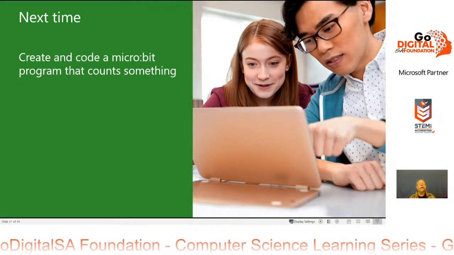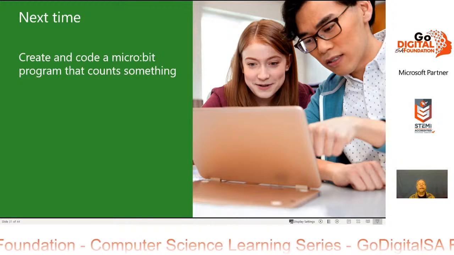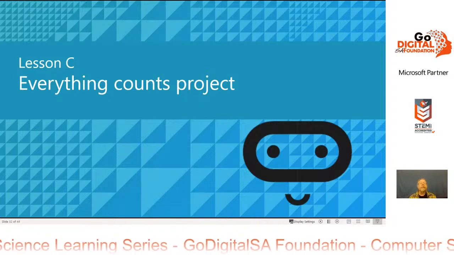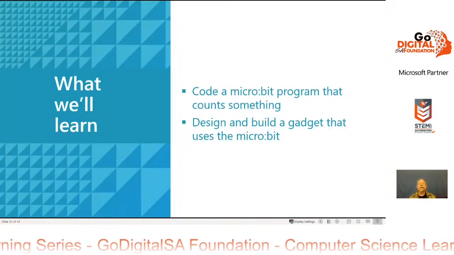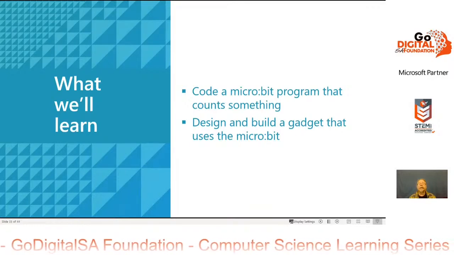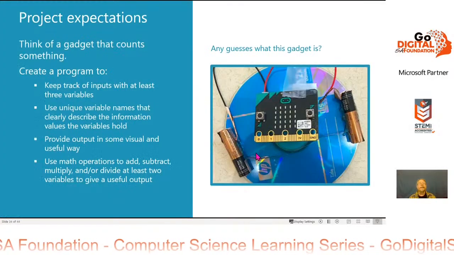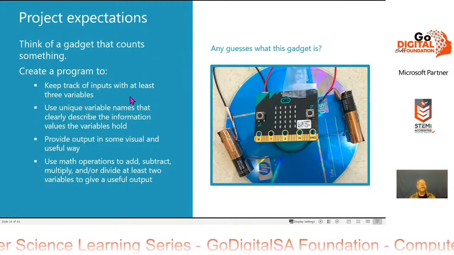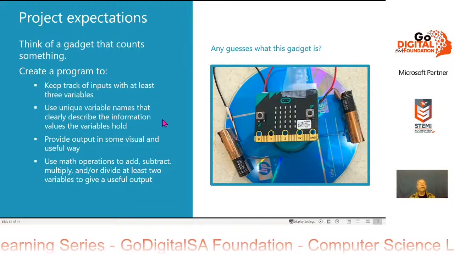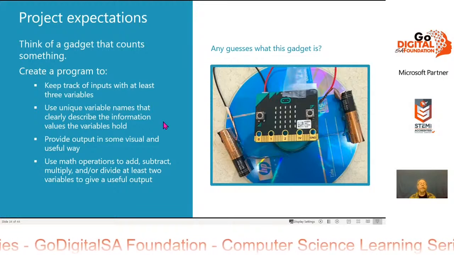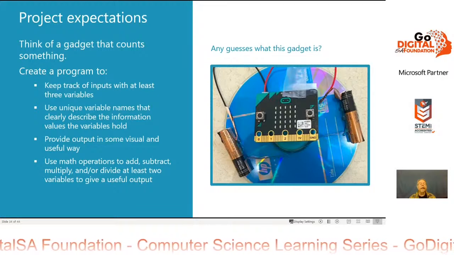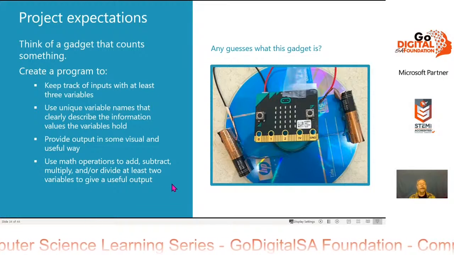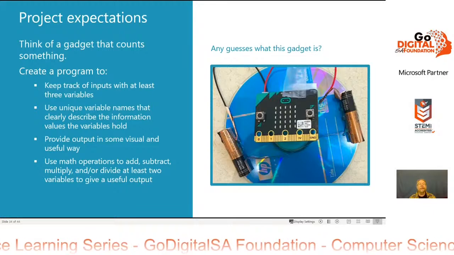So for the project, we're going to create and code a microbit program that counts something. Okay, so lesson C, this is a project that you may do at home if you like. The Everything Counts project. What we'll learn: we code a microbit program that counts something, and design and build a gadget that uses the microbit. So project expectations: think of a gadget that counts something. Create a program to keep track of inputs with at least 3 variables. Use unique variable names that clearly describe the information values the variable holds. Provide output in some visual and useful way. And use math operations to add, subtract, multiply, and or divide at least 2 variables to give a useful output.